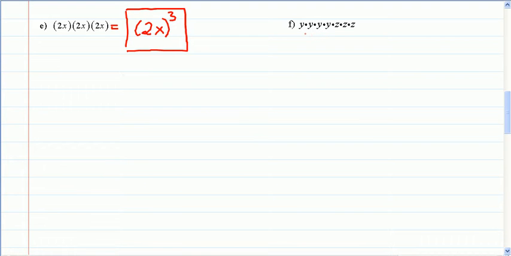For part F, there are 4 y's and 3 z's. So if there are 4 y's, then y is the base, 4 is the exponent. For 3 z's, z is the base, and 3 is the exponent. So as an exponent, this is read y to the 4th, z to the 3rd. You can include a multiplication in between, but you don't have to. So the final answer is y to the 4th, z to the 3rd.